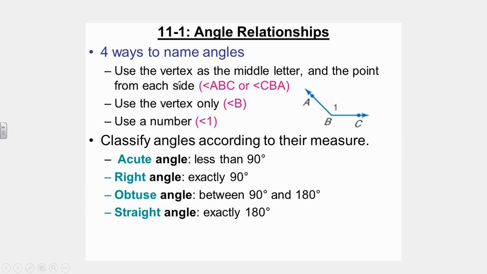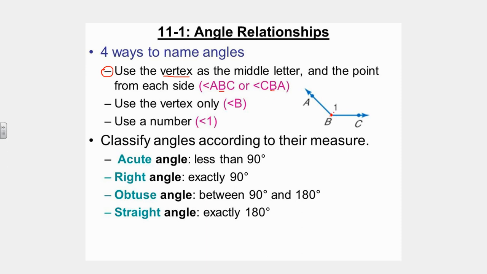Let's learn how to name angles first, okay? First of all, there are four ways to name an angle. Probably the most common way that you'll see me or the book name angles is this first method. How you're going to name angles through this method is your vertex, which is this guy right here. Your vertex should be the middle letter, and then you're going to use the points from each side.